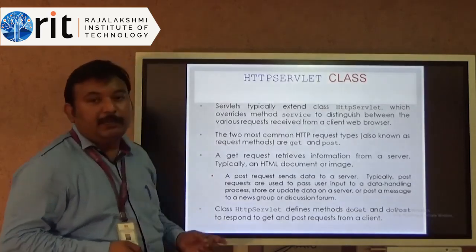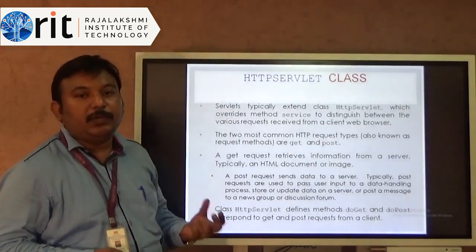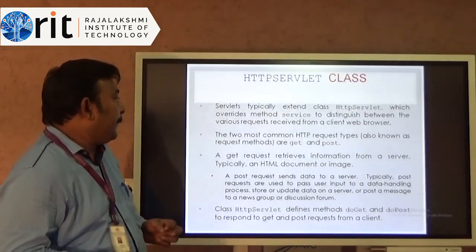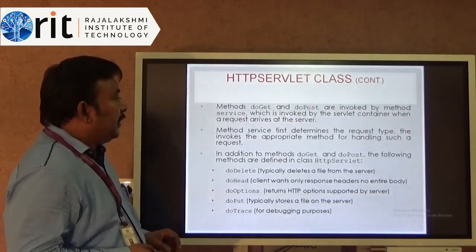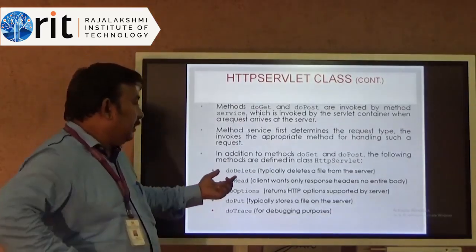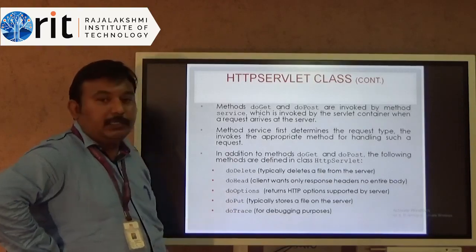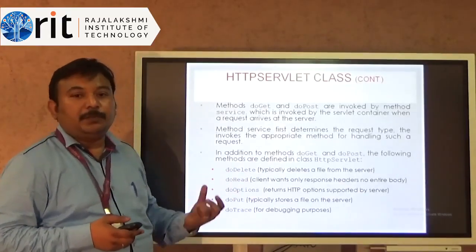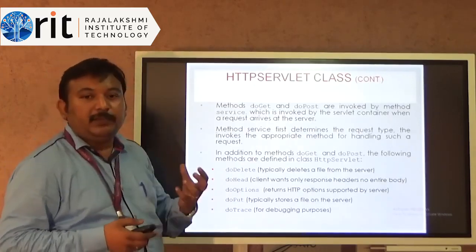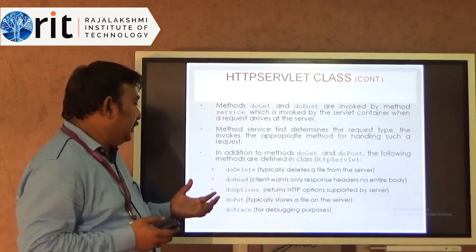So the HTTP servlet class contains two objects. One is the request object, another one is the response object. The HTTP servlet class contains the methods do delete, do head, do options, do put and do trace. The do head method is used to give the response where only the header will be sent.